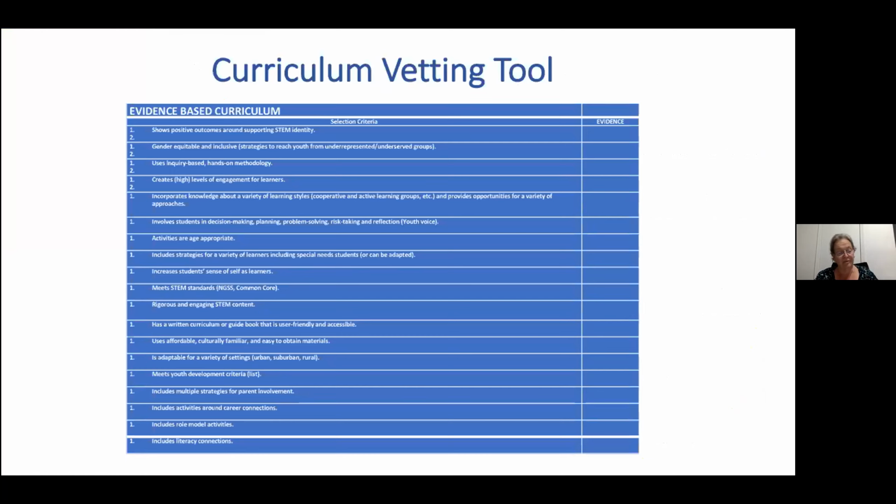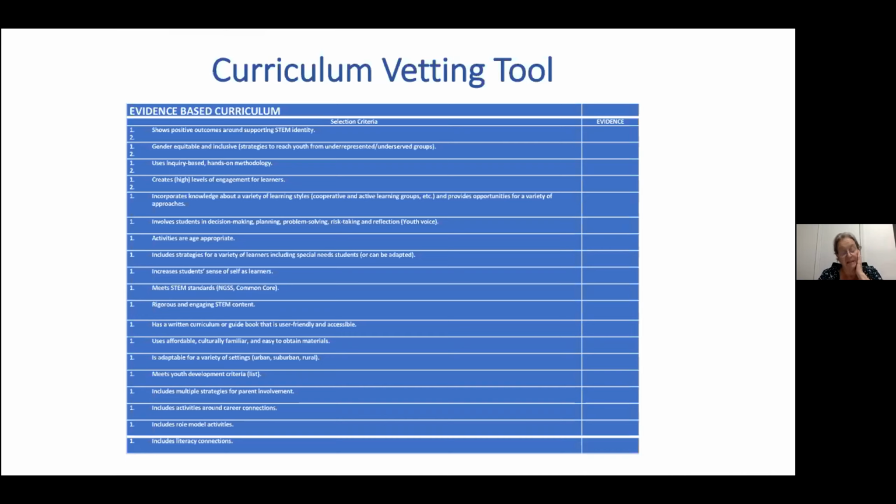The curriculum vetting tool has some really interesting stuff. It asks, is the STEM rigorous? I mean, that's a really important thing, right? We're not saying make it easy. We're saying make it fun and interesting.